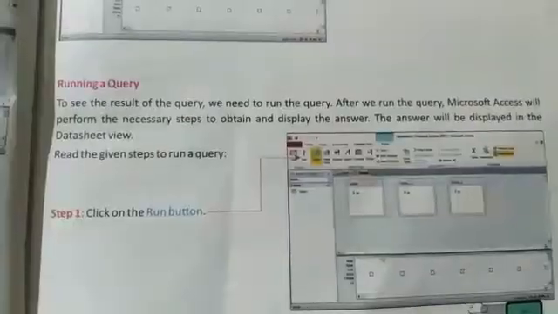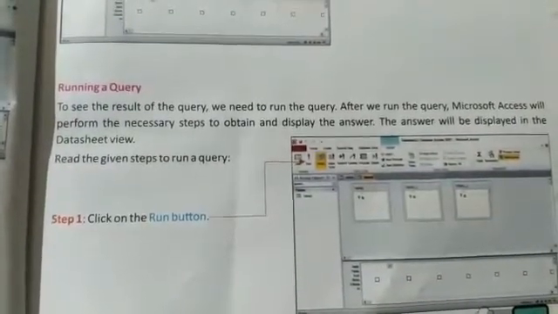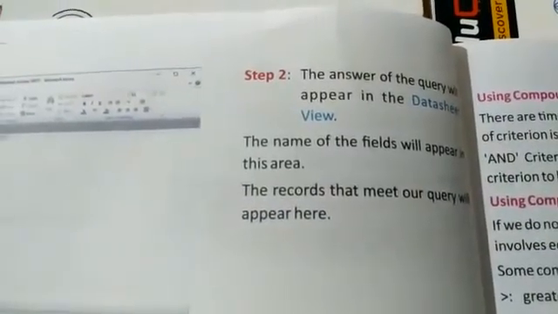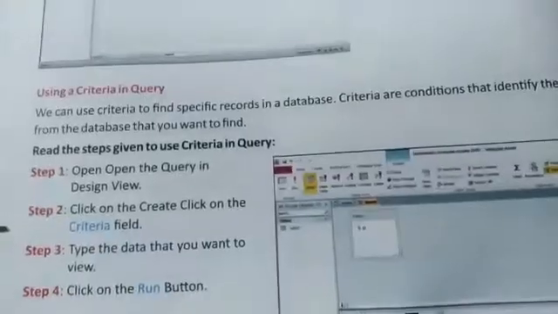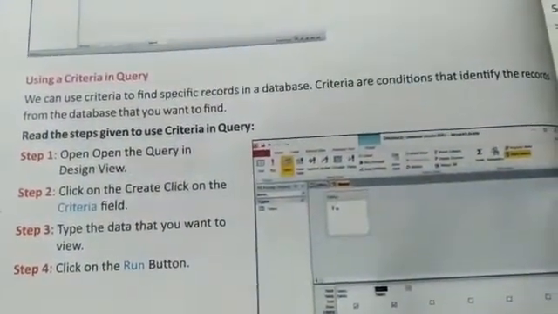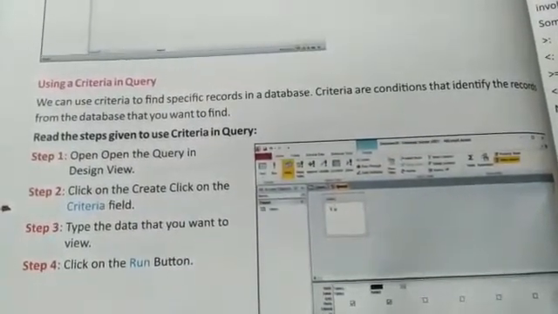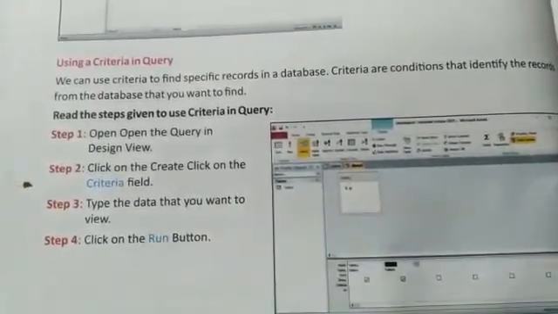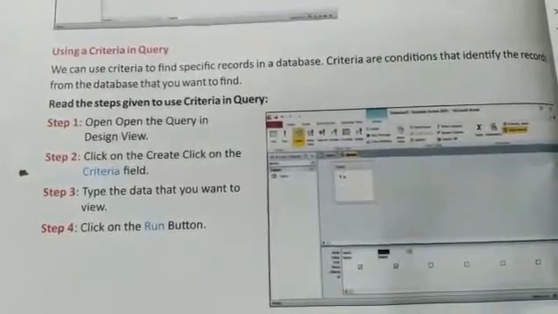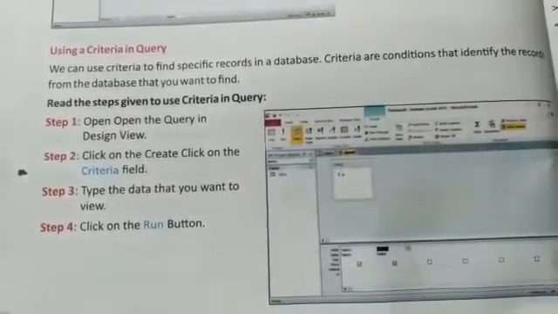Then how to run a query. Steps are: click on the run button. Then the answer of the query will appear in the datasheet view. Then using criteria in a query, what about criteria? Criteria is just a condition that is used to identify the records from the database that you want to find. Its steps are: open the query in design view, click on the criteria field, then type the data that you want to view, then click on the run button.